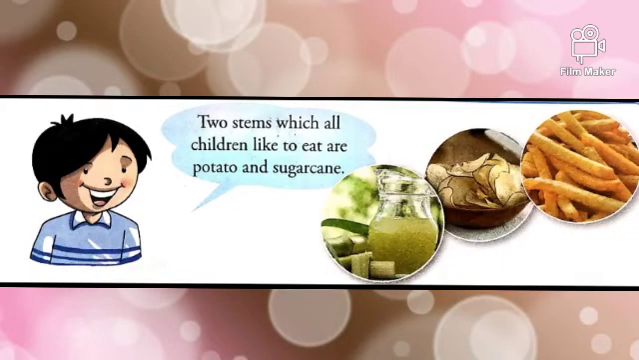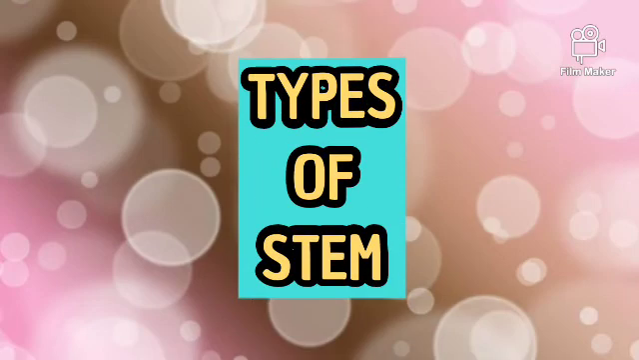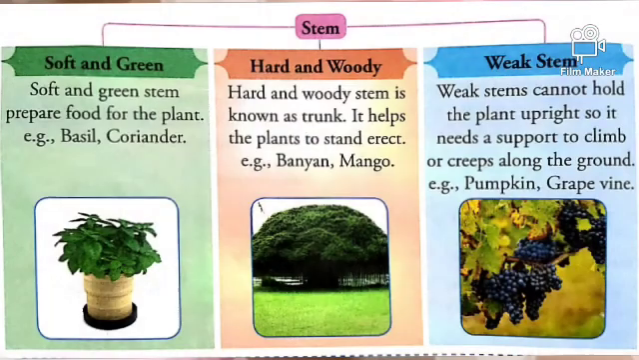Students, can you name any two stems that we can eat? Two stems which all children like to eat are potato and sugarcane. Now, let us learn about different types of stem. Stem is broadly classified or divided into three main categories.